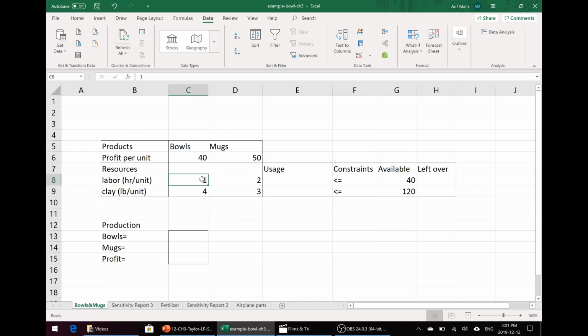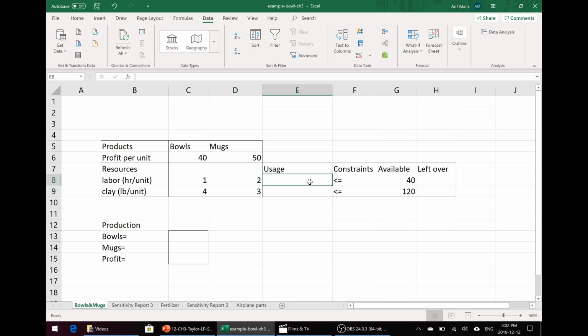This is telling us that 1 hour of labor and 4 pounds of clay are used to make one bowl. Similarly, 2 hours of labor and 3 pounds of clay are used to make one mug.